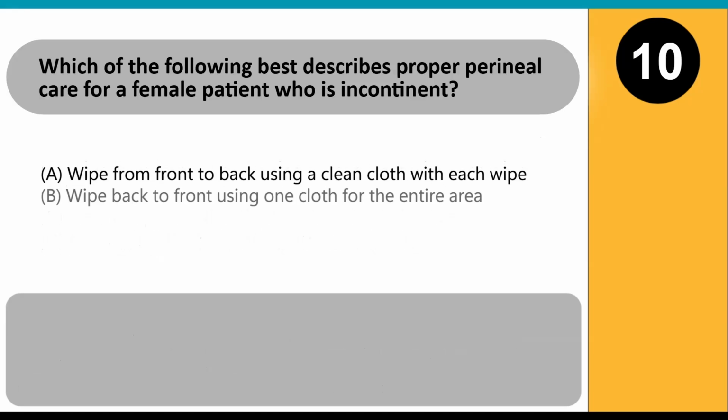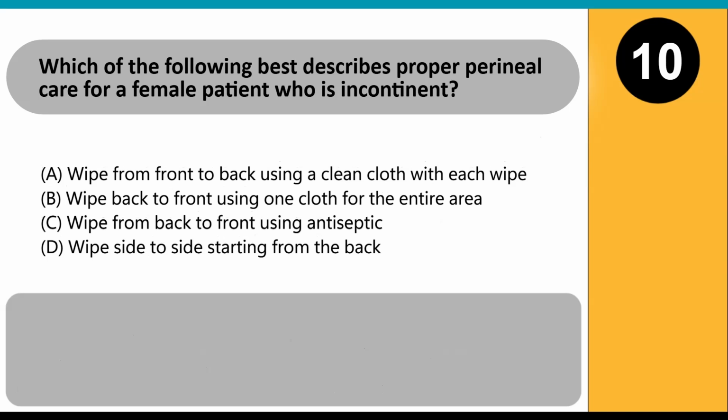Which of the following best describes proper perineal care for a female patient who is incontinent? A. Wipe from front to back using a clean cloth with each wipe. B. Wipe back to front using one cloth for the entire area. C. Wipe from back to front using antiseptic. D. Wipe side to side starting from the back.